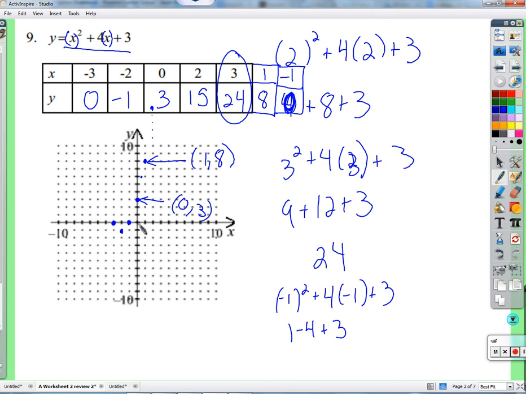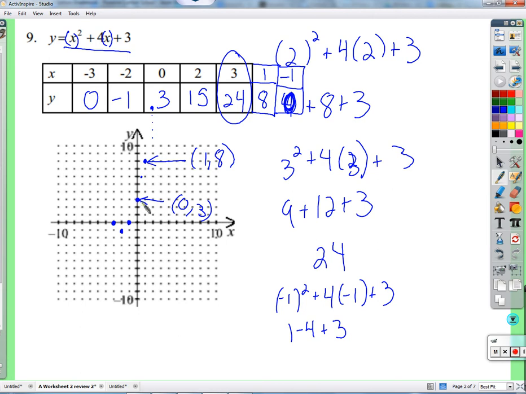Let's look here. When you put in 0, we get out 3. When you put in 1, we get out 8. So if you put in something in between 0 and 1, you can get something between 3 and 8. Right? Because that seems to be the pattern. This is what drawing the U-shape is all about. It's just guessing based on the pattern that we have so far. That's what it's all about, okay?